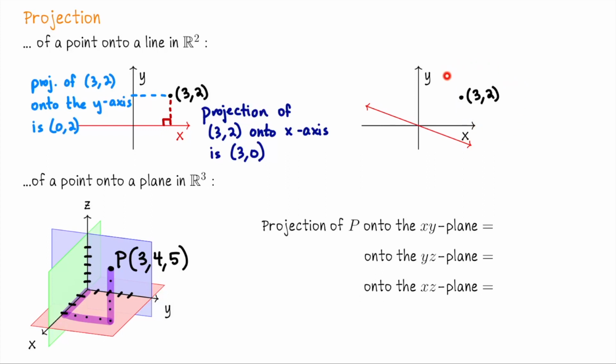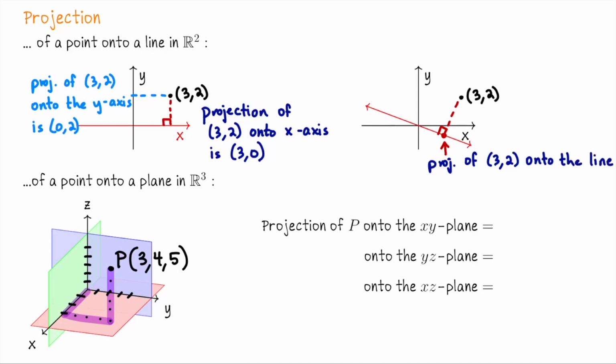Visually, let's make sense of what it would be to project the point 3, 2 onto this line. The projection of the point 3, 2 onto this line should return us the point on the line which is closest to the point 3, 2. So that would mean traveling at an angle like this so that we follow the shortest route from the point to the line. Therefore, this point right here is the projection of 3, 2 onto this line.